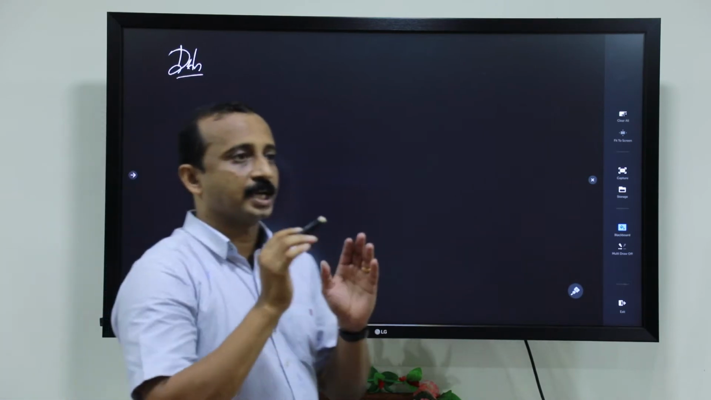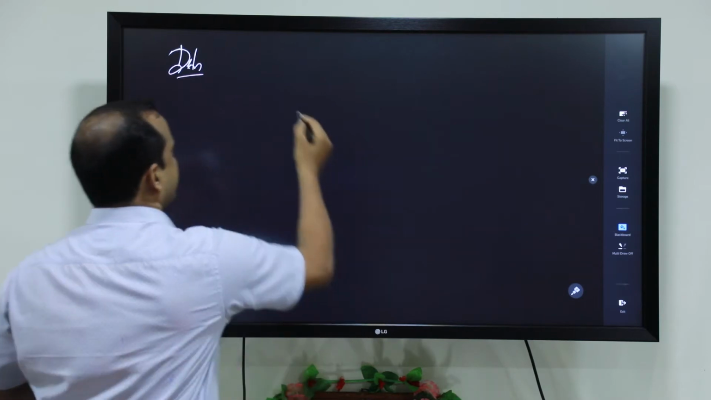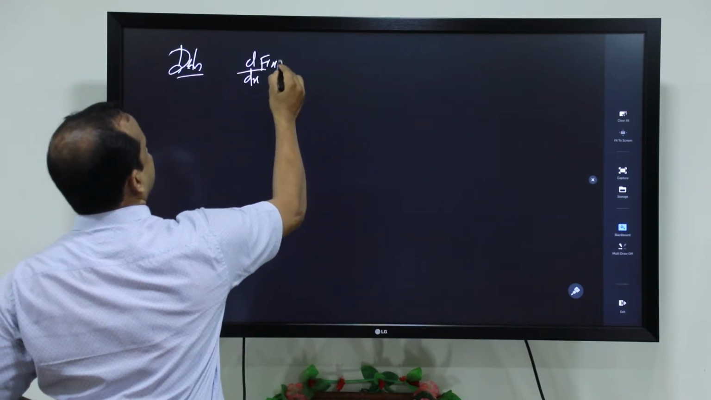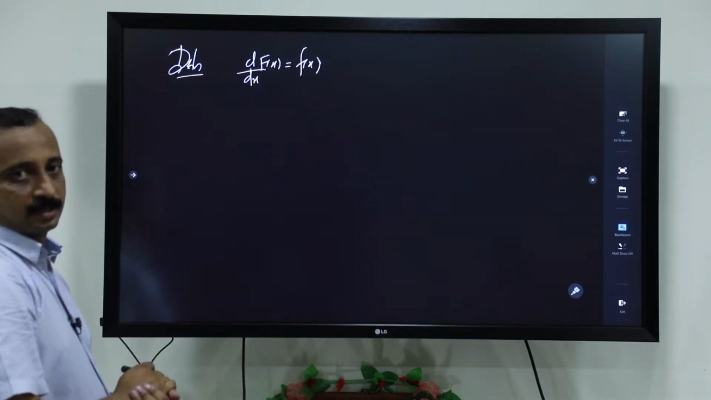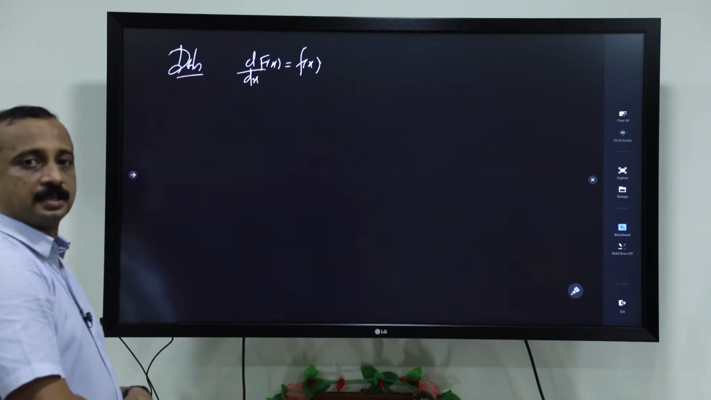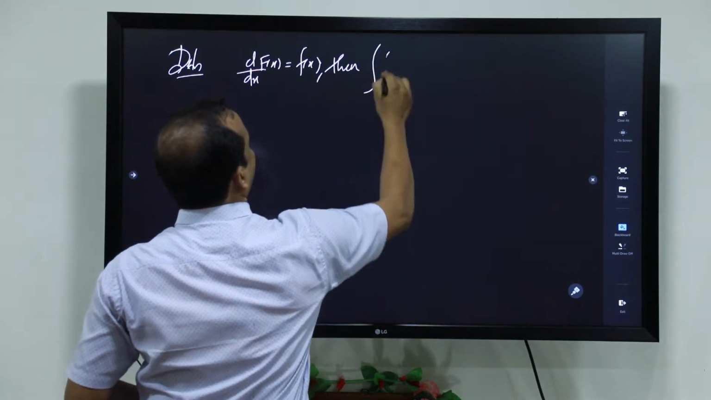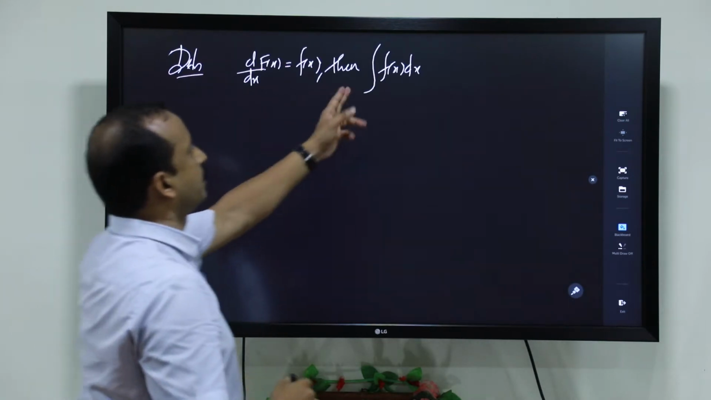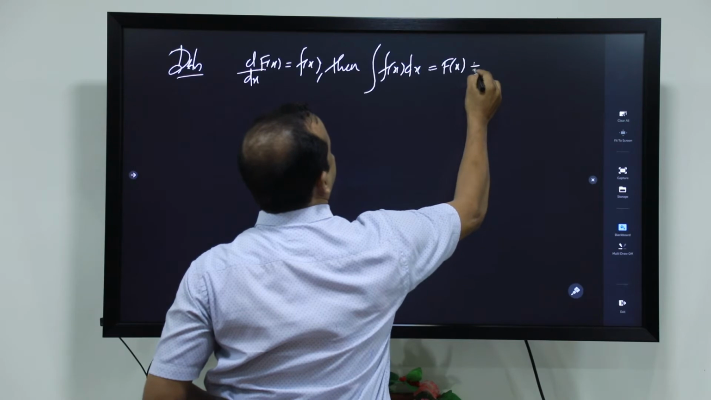Suppose capital F of x is a function, and d by dx of capital F of x equals a function small f of x. Then the integral of small f of x into dx is equal to capital F of x plus c.